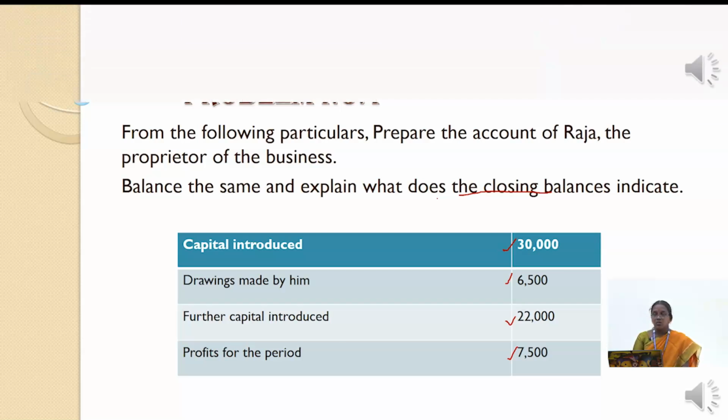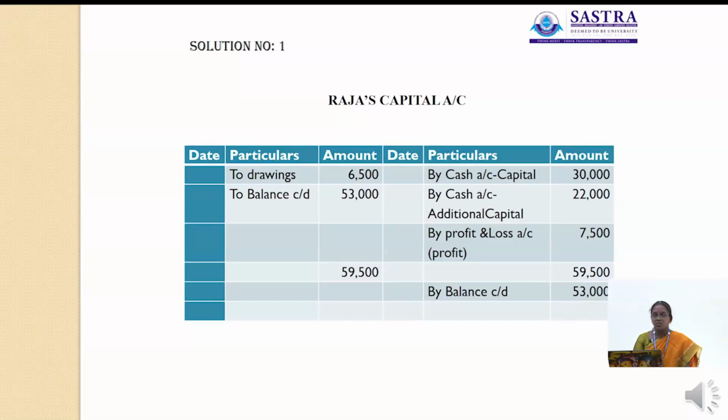Now we are going to see how these are recorded in Raja's capital account. Here the first one is the amount of capital introduced by Raja. So cash account debit to Raja's capital account rupees 30,000, by cash account rupees 30,000.